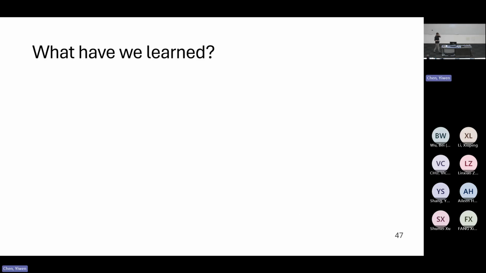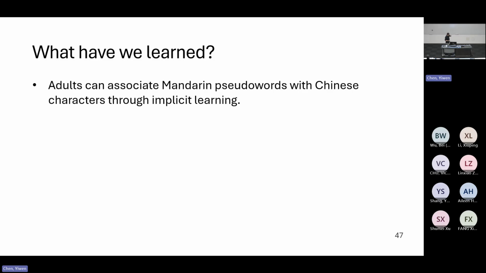So what have we learned in this experiment? We've learned that adults can associate Mandarin pseudo-words with Chinese characters through implicit learning. So we're looking at the fundamental mechanisms underpinning learning. Of course, you can make it more complicated. You can make it more complex. You can do this over multiple days. You can do it with real Chinese words. But this shows you that fundamentally it works.